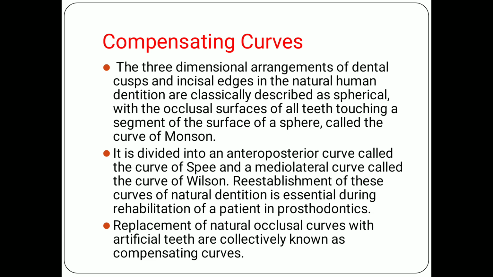Now coming to the compensating curves. The three-dimensional arrangement of dental cusps and incisal edges in the natural human dentition is classically described as spherical, with the occlusal surfaces of all the teeth touching a segment of the surface of a sphere. This curve touching the sphere, we call the curve of Monson. It is spherical, with the occlusal surfaces of all the teeth touching the segment of the surface of the sphere with glabella as the center.